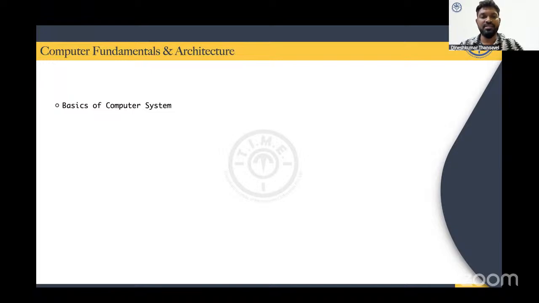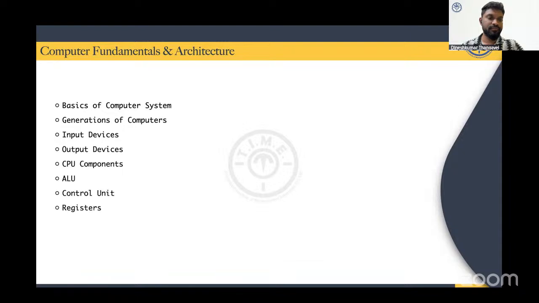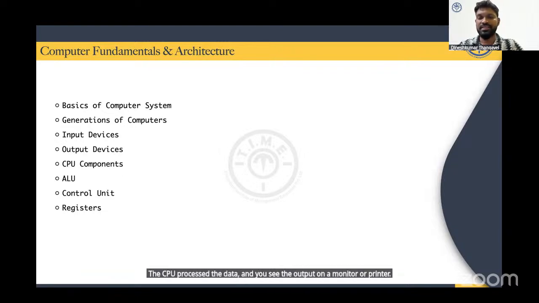A computer system has three basic steps, actually: input, process, and output. So a computer has three basic steps: input, process, and output. If you give input through devices like keyboard or mouse, the CPU processes the data and you see the output on a monitor or printer. This is how the computer basically works.